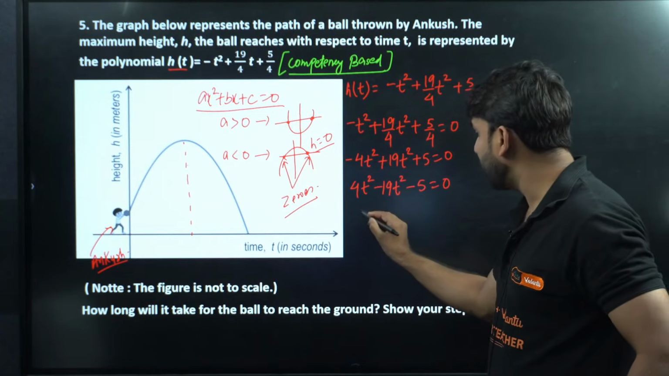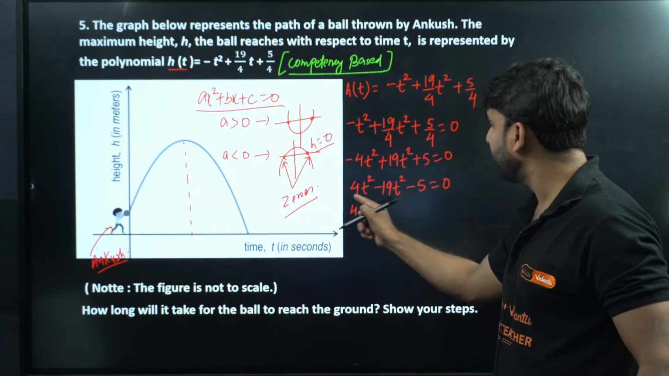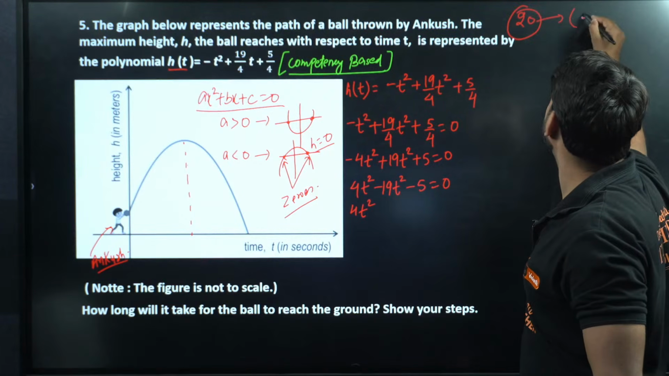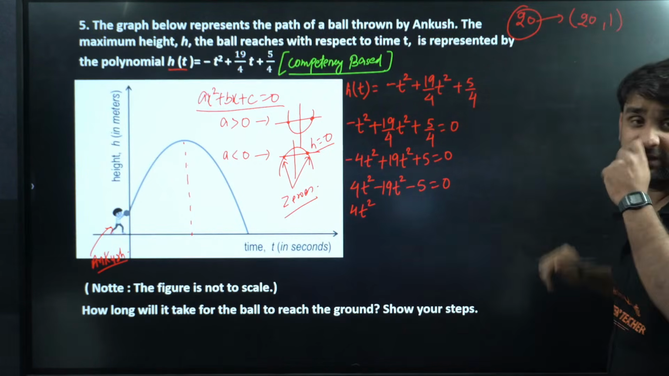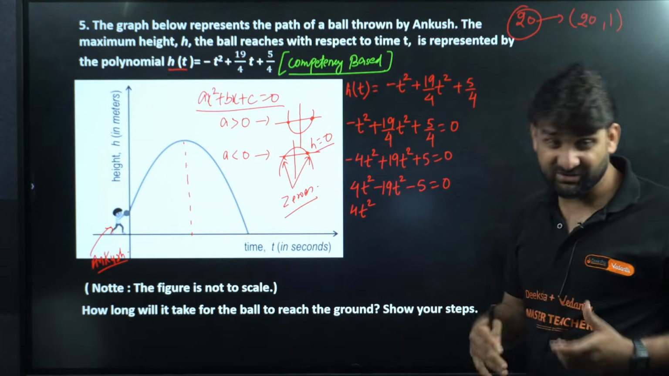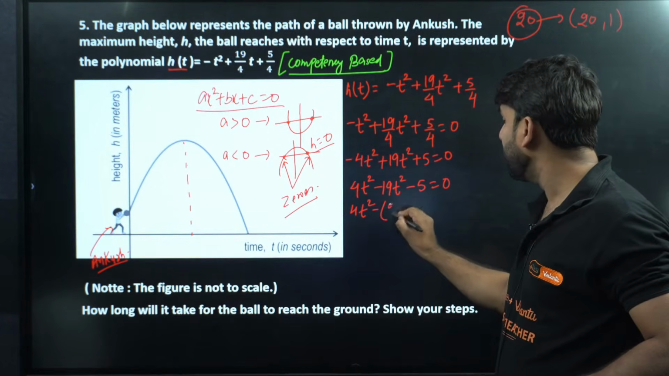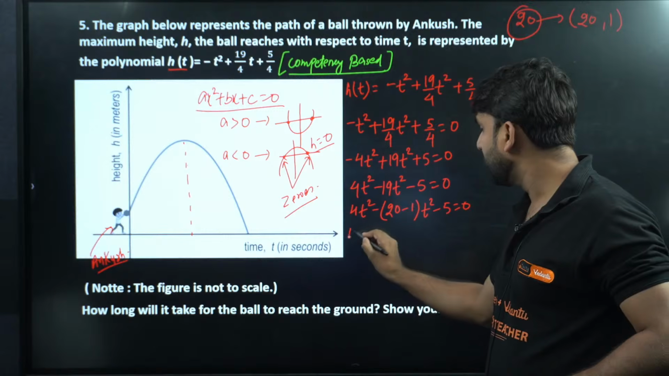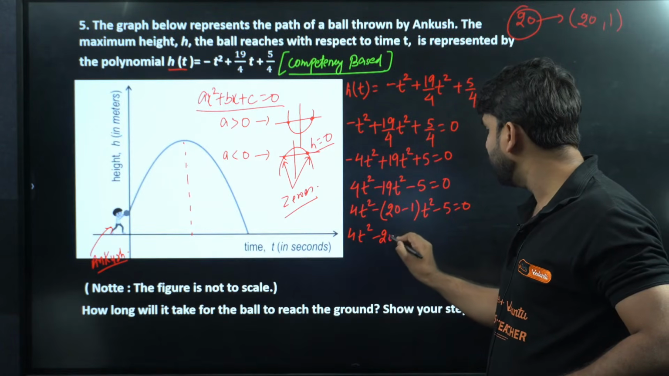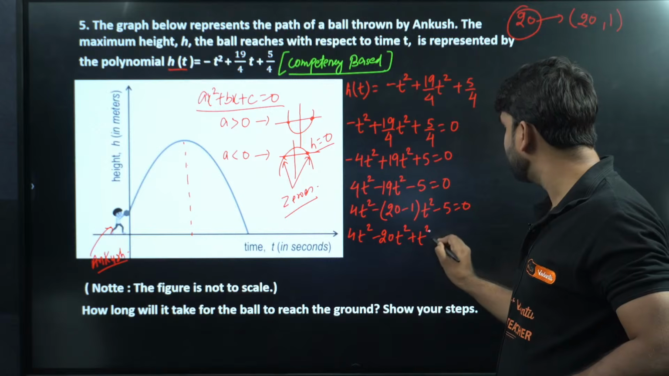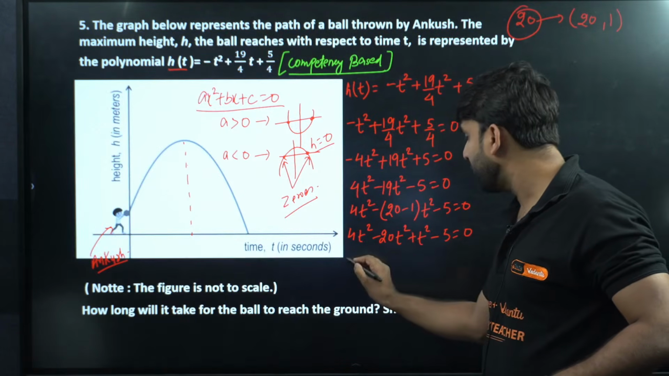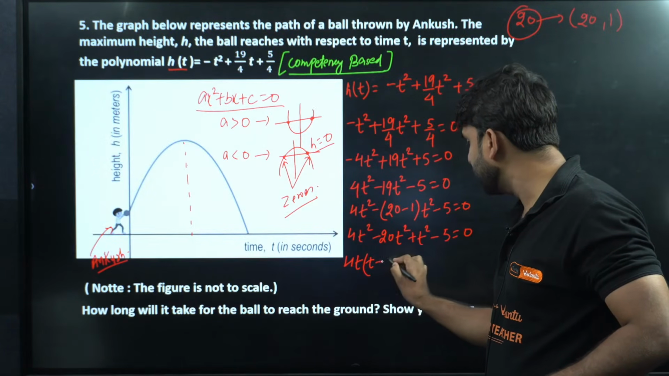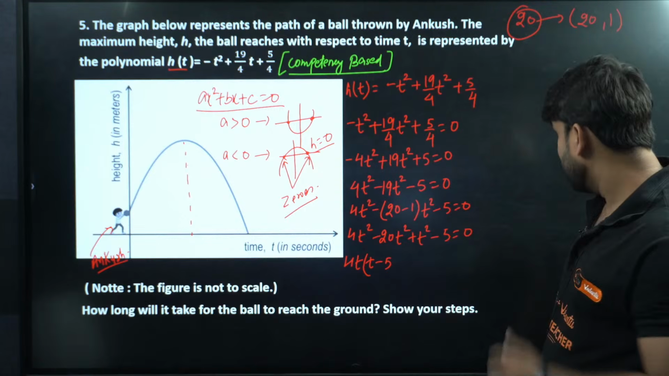Let's solve this quadratic equation. The product of 4 and 5 is 20, and 20 can also be written in pair form as 20 into 1. 20 ones are 20, and 20 minus 1 will give you the middle term, which is 19. So 19t can be replaced by 20t minus t, so we have 4t square minus 20t plus t minus 5 equals to 0. Can we take 4t common? So this will be t, this will be t, and this will be minus 5.